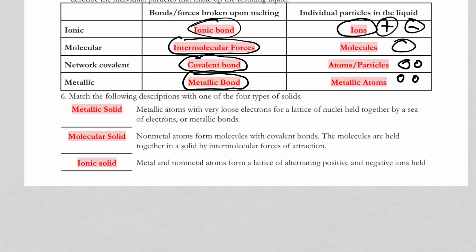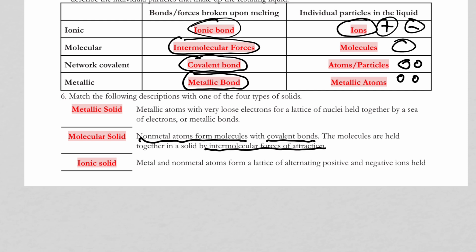Molecular solids are usually non-metal atoms that form molecules. That's the key word here. Molecules is what defines a molecular solid. And the atoms are connected together by covalent bonds, but that's within the molecule. The molecules are held together by intermolecular forces of attraction.